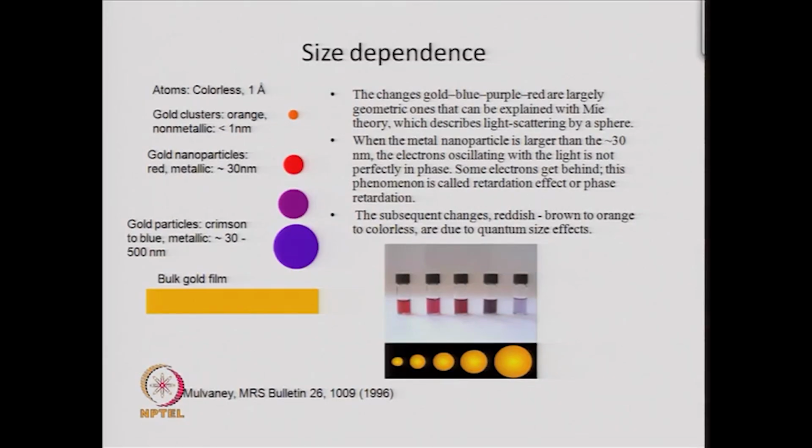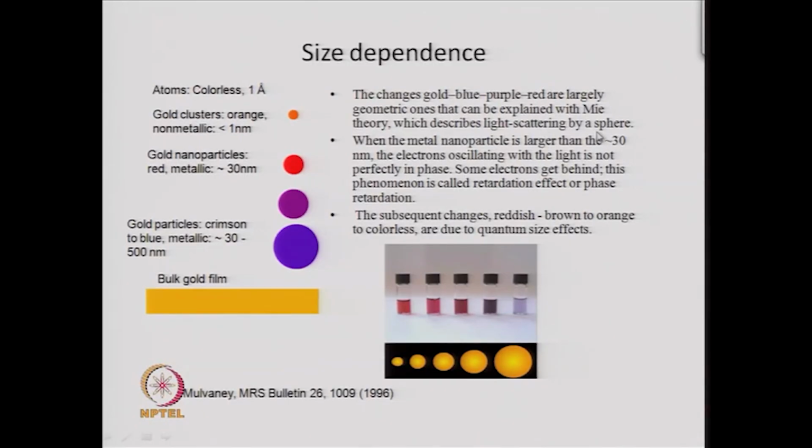So, the size dependence: say gold particles, we say bulk gold is yellow in color, and when we decrease the size of the particles, all kinds of colors can be seen. Now, all these colors at different sizes of the gold particles are not coming due to one reason. There are two reasons why you see color in gold particles. One is the geometric factor: for the blue and purple, the large sized particles, the color is explained by Mie theory, where the particle acts as a scatterer.